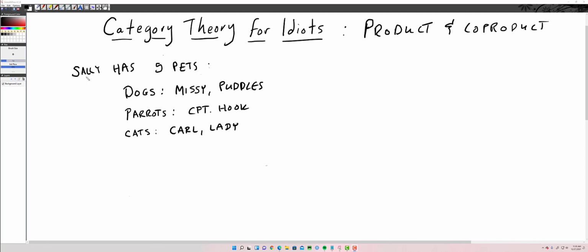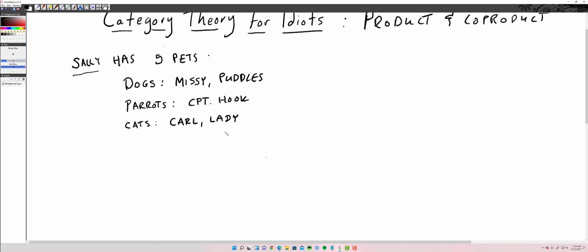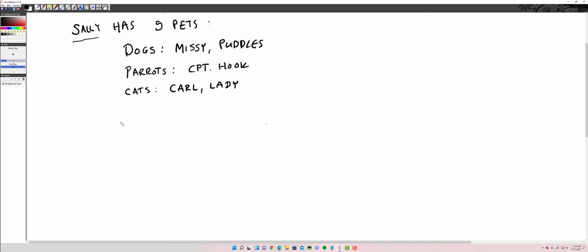So here we have Sally, and Sally likes animals. If you have a daughter, maybe you can relate a little bit. She's got 5 pets that her parents probably take care of. She has 2 dogs, Missy and Puddles. She has 1 parrot, Captain Hook, and she has 2 cats, Carl and Lady. I really like that name, Carl, I guess.